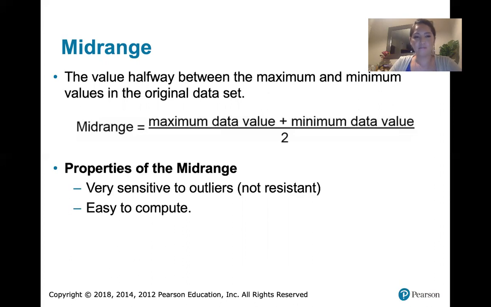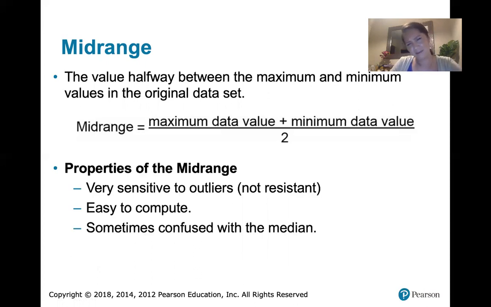One of the benefits of the midrange is that it's very easy to compute. You can look at a data list, sort it in Excel, and it's very clear to see what the minimum and the maximum are. So you just add them together and divide by 2. Most of us could do that in our heads. So that's nice. So midrange is a very easy to compute measure of center.